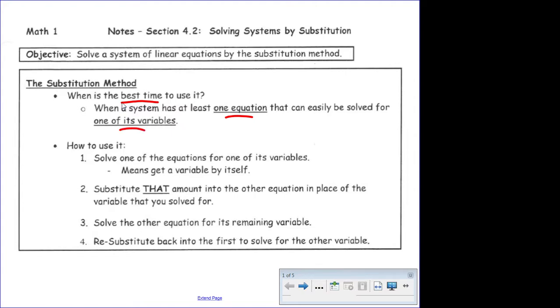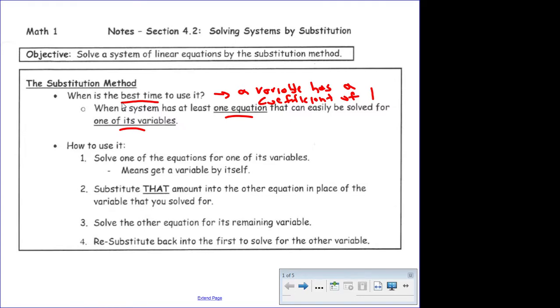What that really means is a variable has a coefficient of 1. That is a better description. When a variable has a coefficient of 1, this is an okay method to use.